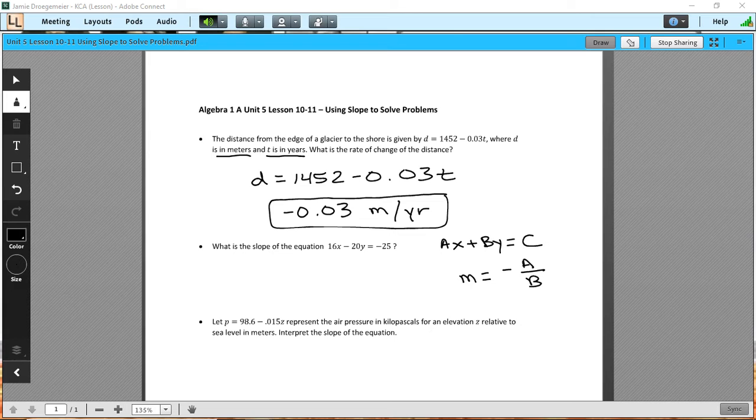Hopefully you can tell that my dog is very excited about finding the slope of this equation.